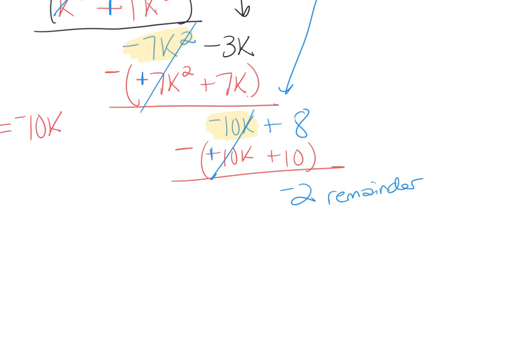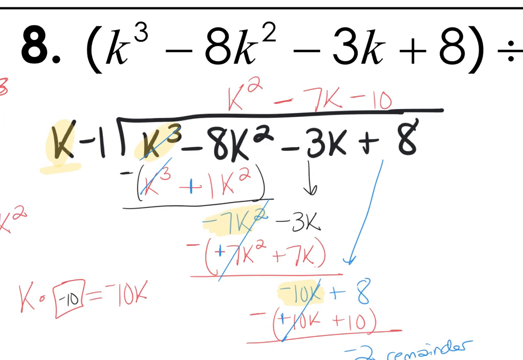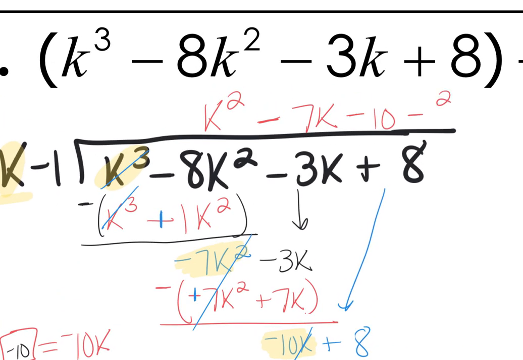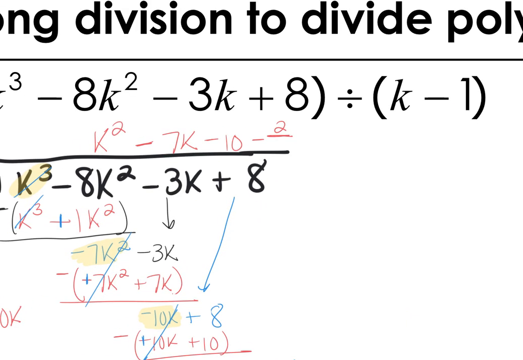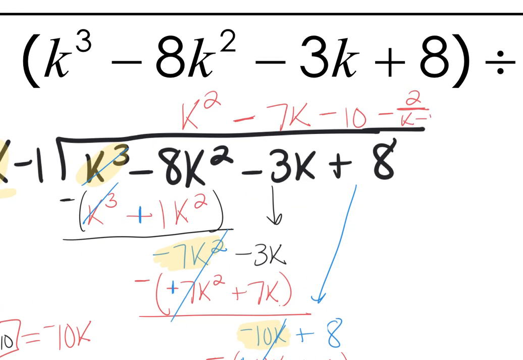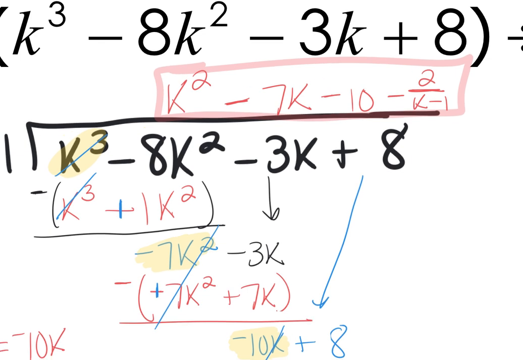Now, we're going to take that remainder, that negative 2, we're going to put it up to the top, but it's going to look like this. It's going to be minus 2 over whatever your divisor was, this. So minus 2 over k minus 1. That's going to be my final answer. I've got to write it like that. So you write that remainder like a fraction. Okay?